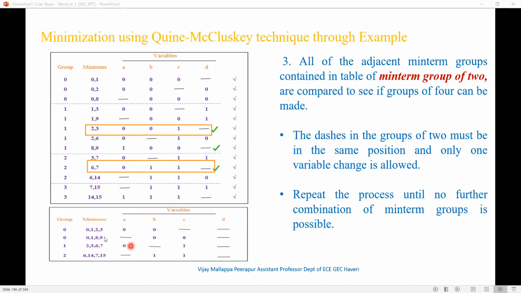Now what you see here, as we know, we have a next table which is created here, and see which are the minterms which are included. Now we can see that 0 1 2 3, all the minterms are included, so that we have put the check marks there. 6 7 14 15, all the minterms are included. So that's the reason we have put the check marks in front of the table, right?